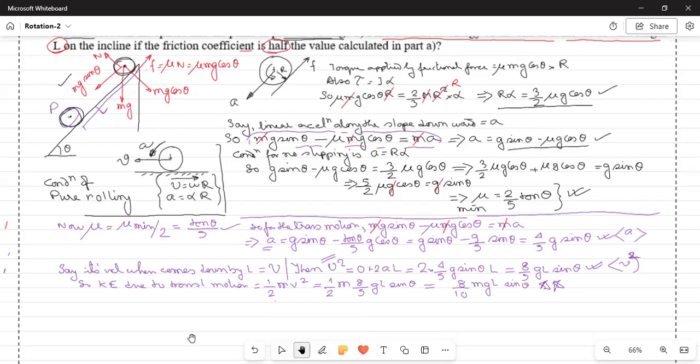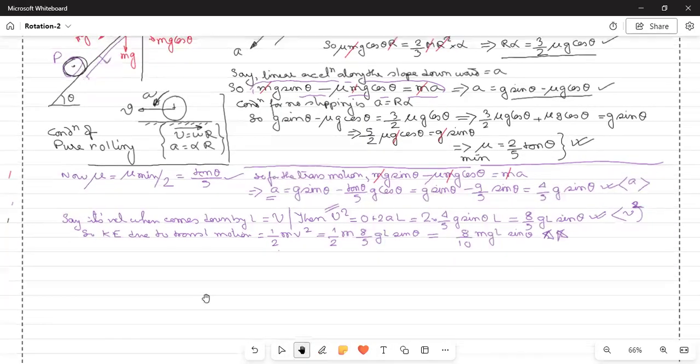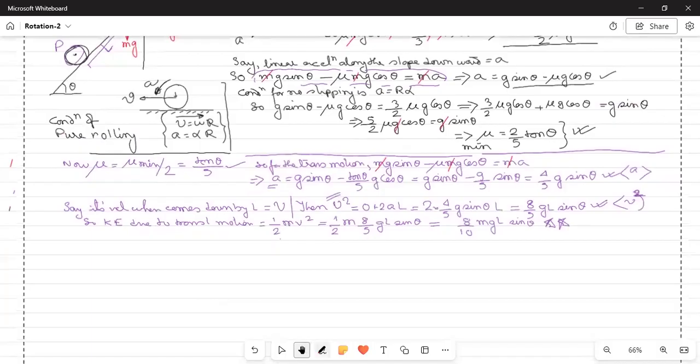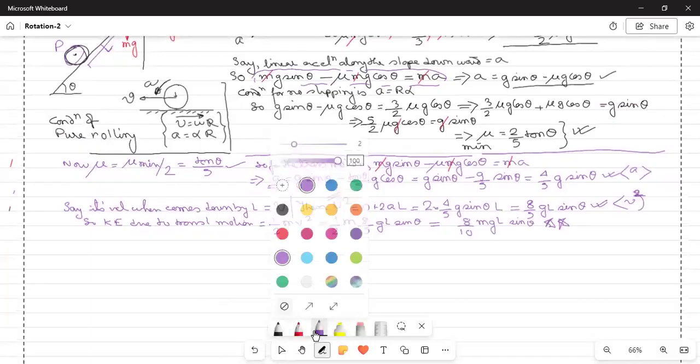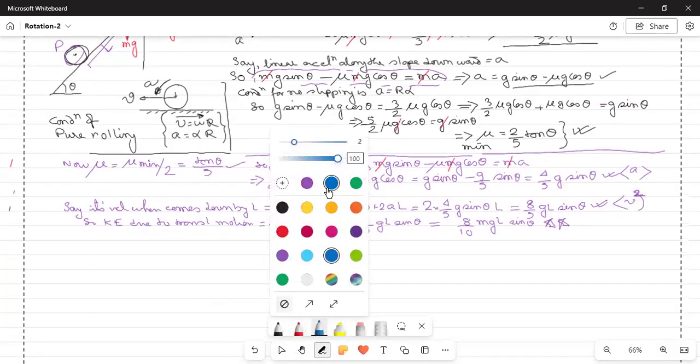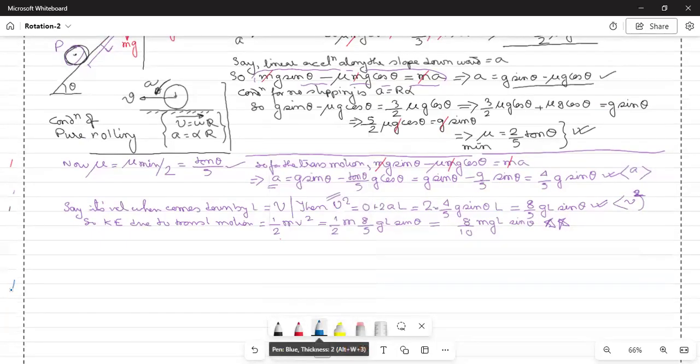Now we are going to find out the kinetic energy due to rotational motion. The method is the same as we have done earlier. Earlier, how did we find out rotational acceleration? We measured the value of torque, then we put the equation torque equal to I alpha, etc. So we go the same way for rotational motion.